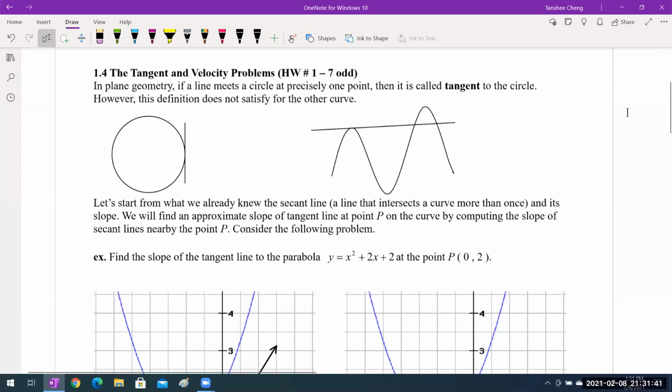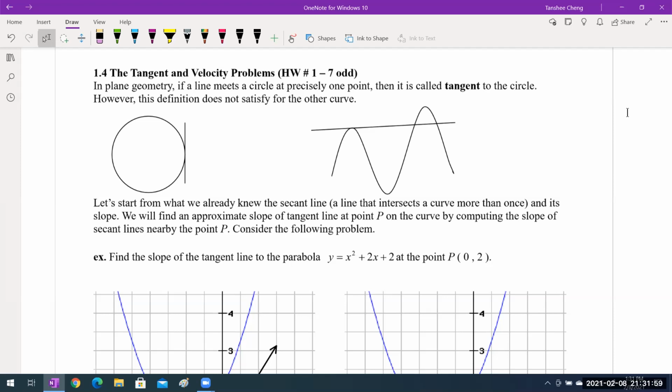1.4 is the tangent and velocity problem. So we're going to relate the tangents of a graph and how they can be used in application problems.